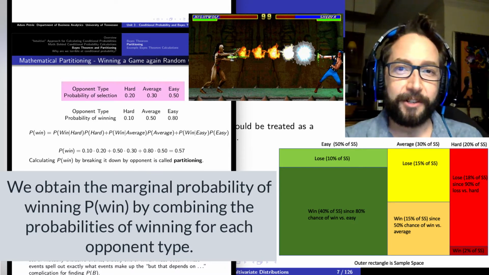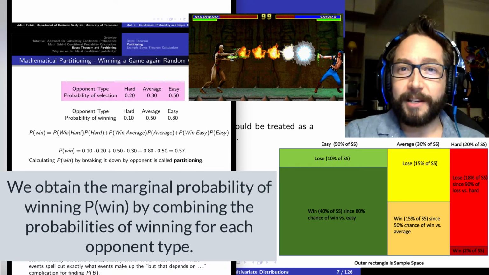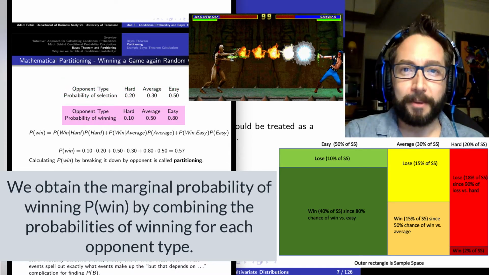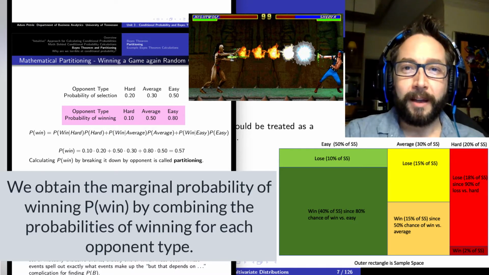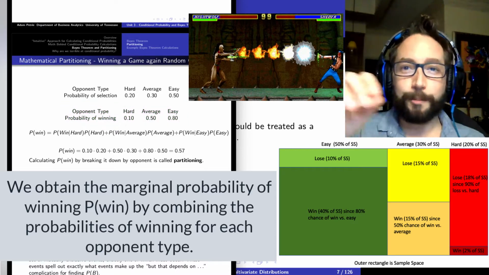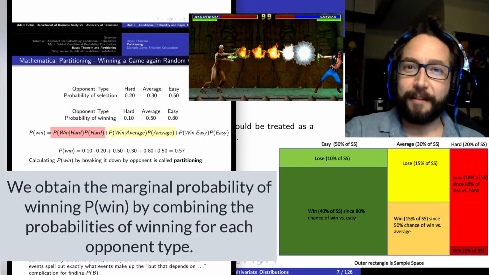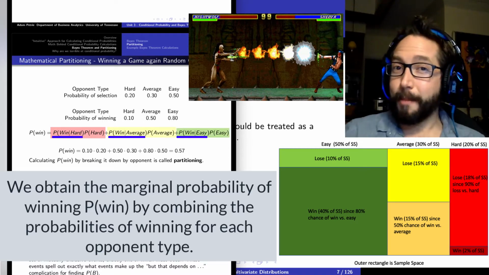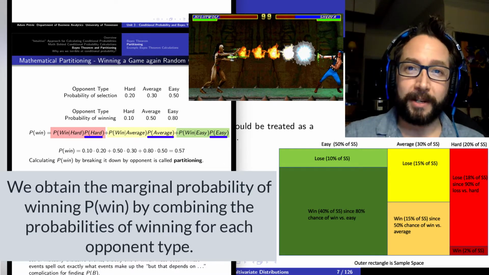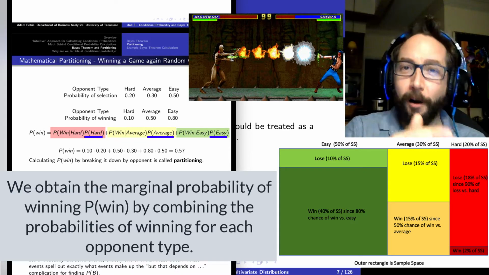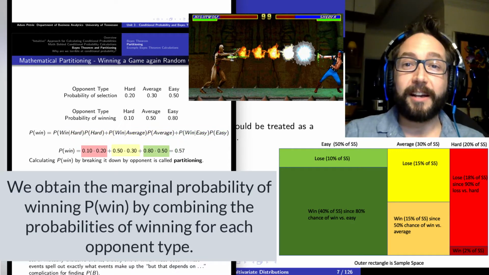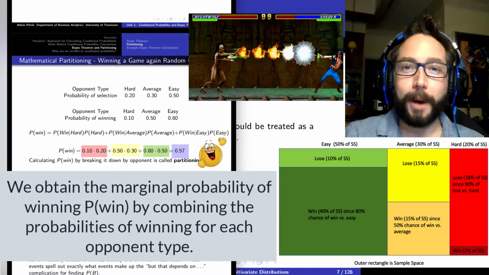There was a hard, an average, and an easy. And each of those opponents had a different probability of winning against. So how did we do this? Well, we pieced together the marginal probability of winning by partitioning over the possibilities for the opponent that we might face. So for each possible opponent that we might face, the hard, the average, the easy, we multiplied the conditional probability of winning against that particular type of opponent times the probability of facing that opponent. After methodically going through all possibilities for the type of opponent that we might run into, we were able to sum up the values and come up with that marginal probability, just the overall probability of winning.